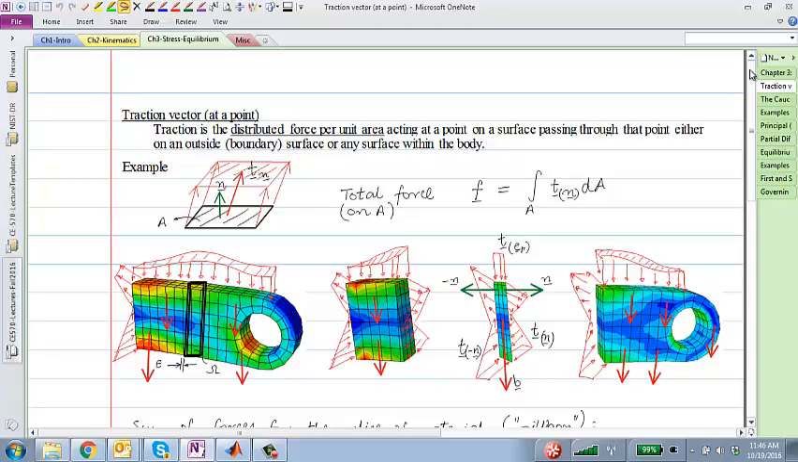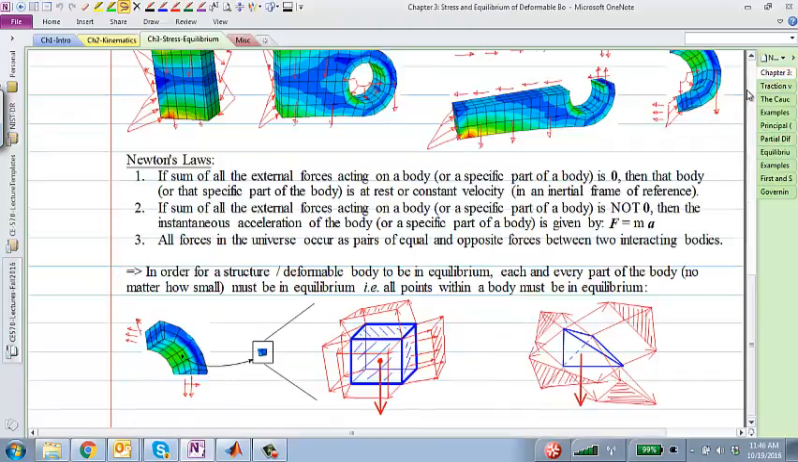When I ask, let's say, undergraduate students what is stress, the most common answer you'll get would be what? Force per unit area. That is not stress. Force per unit area is not stress. Force per unit area is traction. Traction is what we just defined there on the previous page.